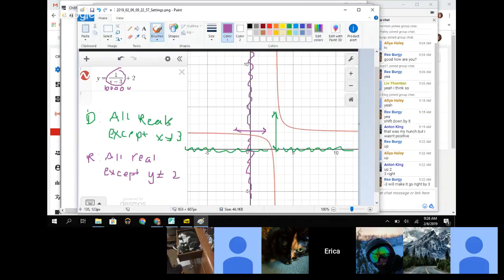So you'll notice a pattern. You have your domain and your range. If you want to know what your asymptotes are, right? Your asymptotes, all right, are when x equals 3 and y equals 2. Those are your asymptotes of your equation, right?